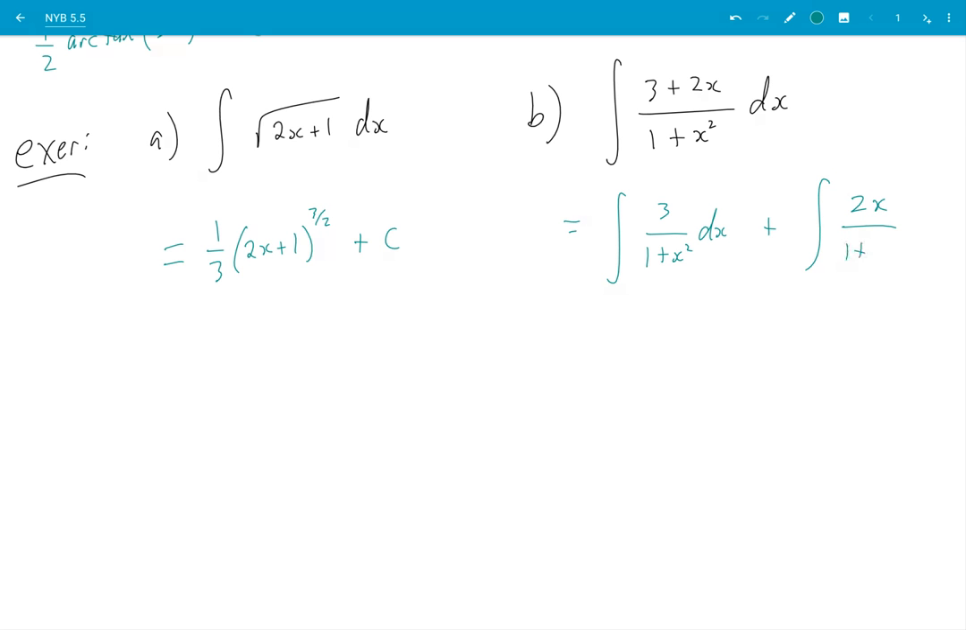2x over 1 plus x squared dx. And you do them separately, and you will get 3 arctan of x plus ln of 1 plus x squared plus C.